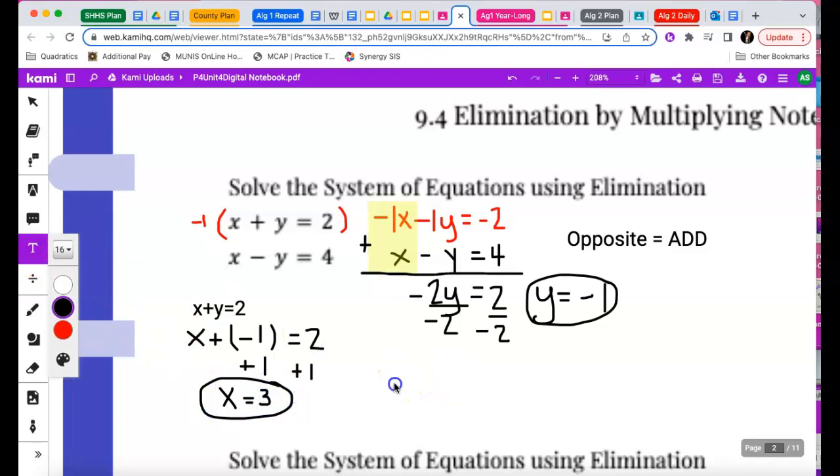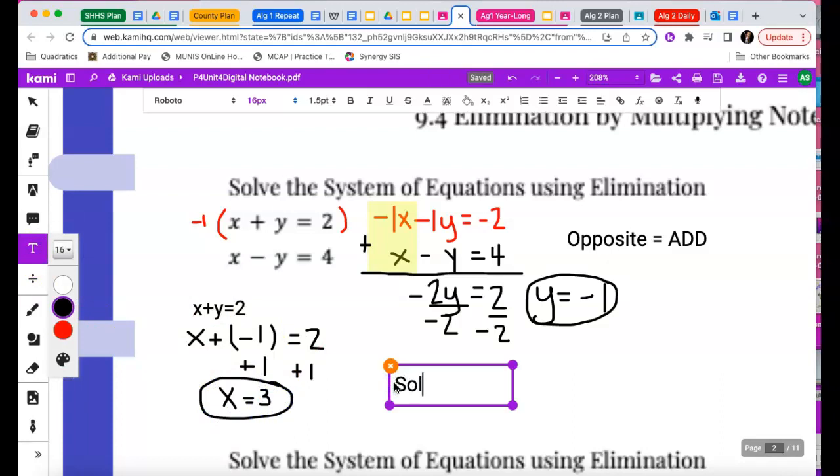And then our solution is the coordinate. So the x and then the y. So the 3 and then the -1. That is our solution for number 1.